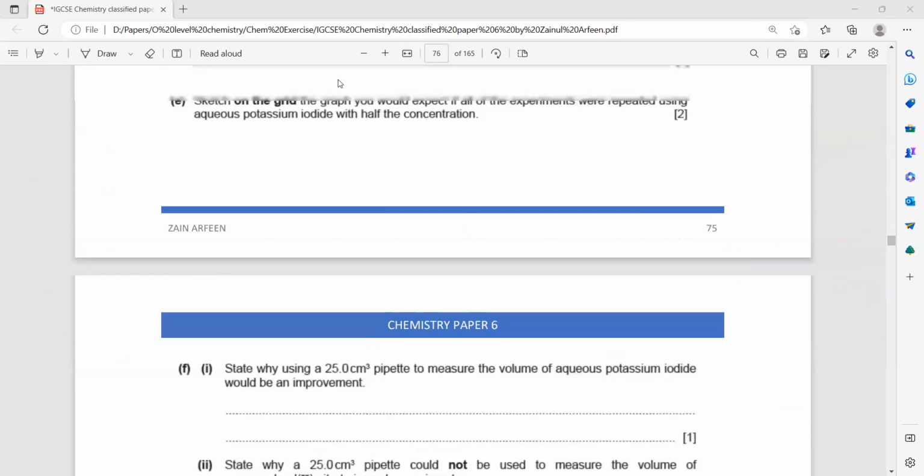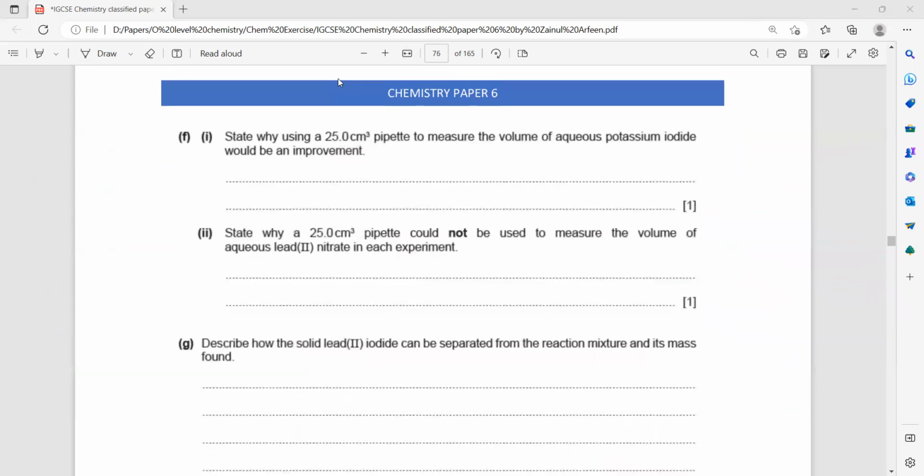The next part: state why using a 25 cm cube pipette to measure the volume of potassium iodide would be an improvement. Because it's more accurate, as it can accurately measure the volume 25. And why could a 25 cm cube pipette not be used to measure the volume of lead nitrate in each experiment?